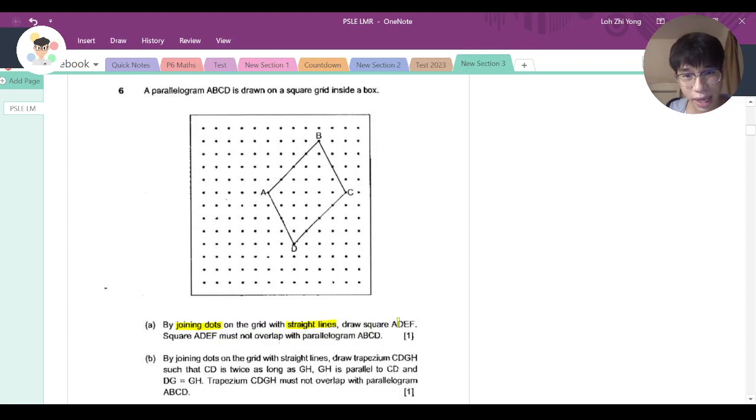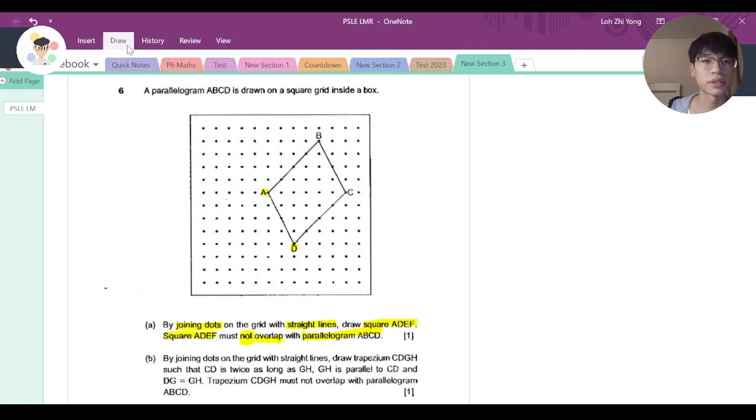Now, next part. Draw square ADEF. As you can see, AD here. EF is probably somewhere else, but it will be a square. And this square must not overlap parallelogram ABC. Which means that you cannot have a square like this, because it overlaps. So it will be somewhere here, somewhere like this. Okay? Make sense?